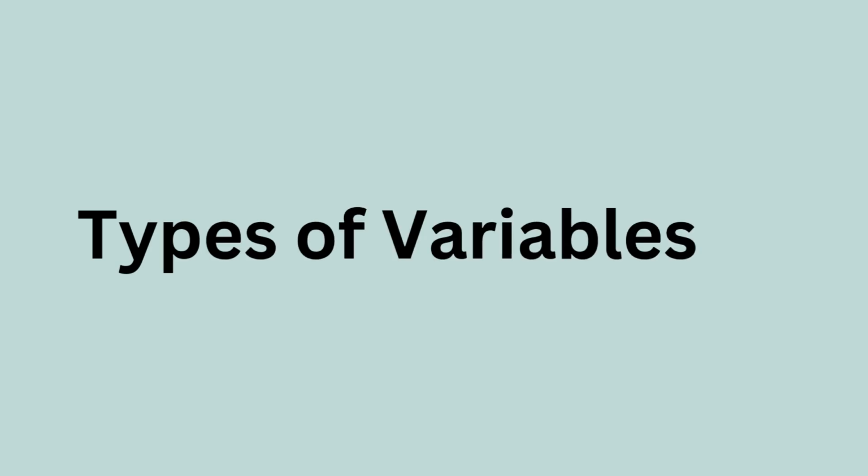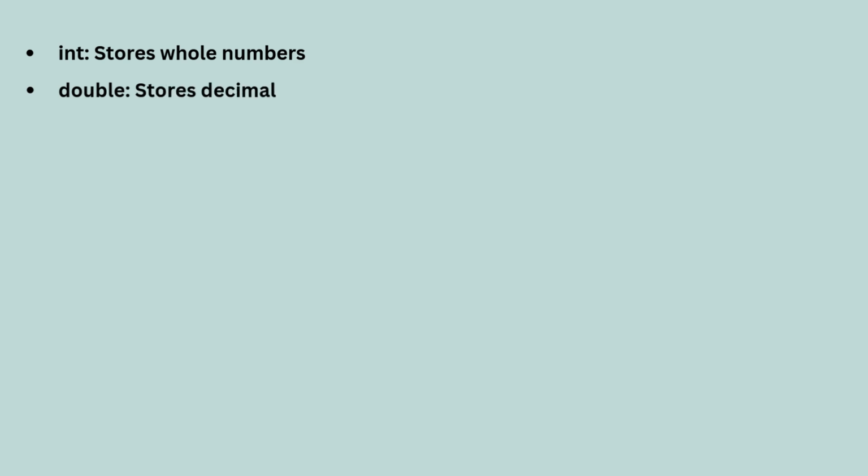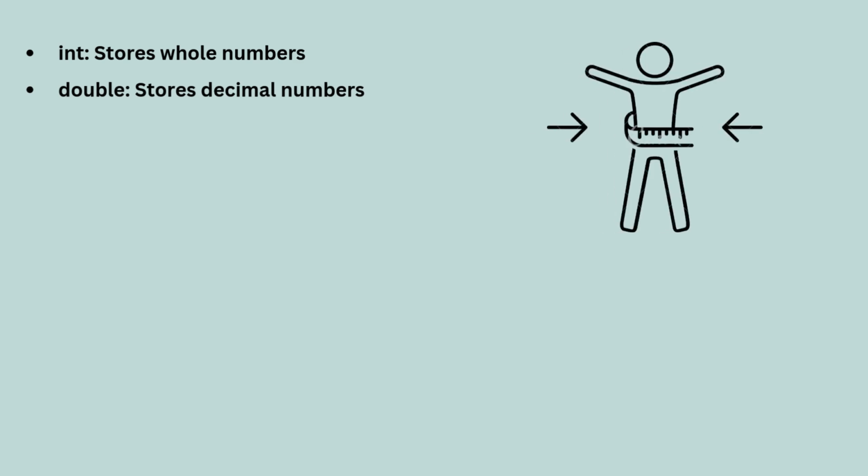There are different types of variables based on the data they hold. First one is int. It stores whole numbers. Example 5, 2, minus 3, something like this. Think of counting apples. Second one is double. It stores decimal numbers. For example, 3.14, minus 0.01, something like this. Perfect for precise measurements like height or weight.